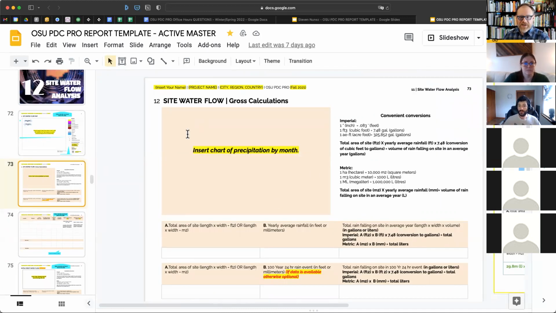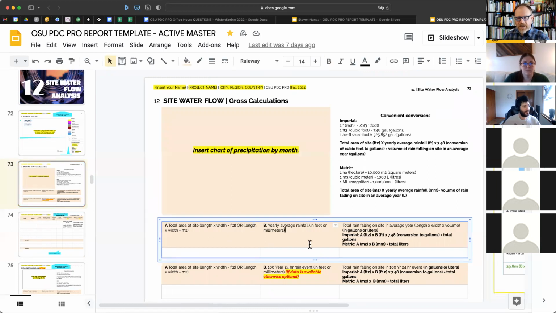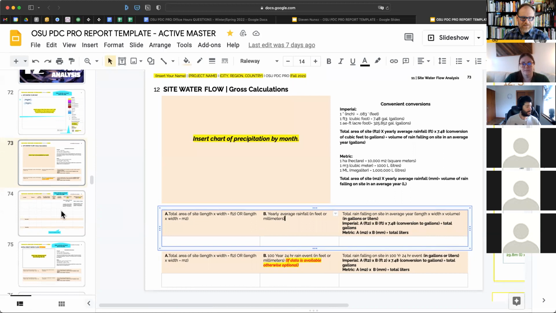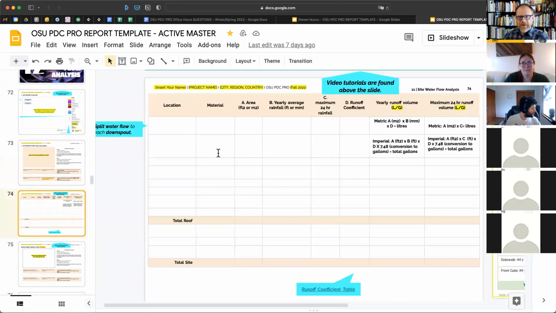We insert a chart of precipitation by month. What is the total site average rainfall? Then, depending on if you are in imperial or if you are in metric, you will follow one or the other of these formulas. If you only work in imperial, only use the imperial formula. If you only work in metric, only use the metric formula. Do not switch. Then we get to the chart.